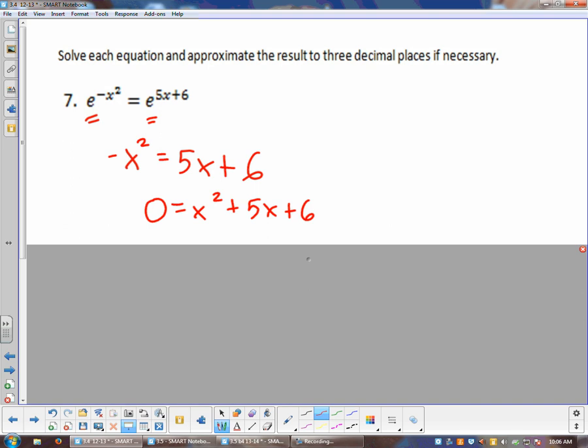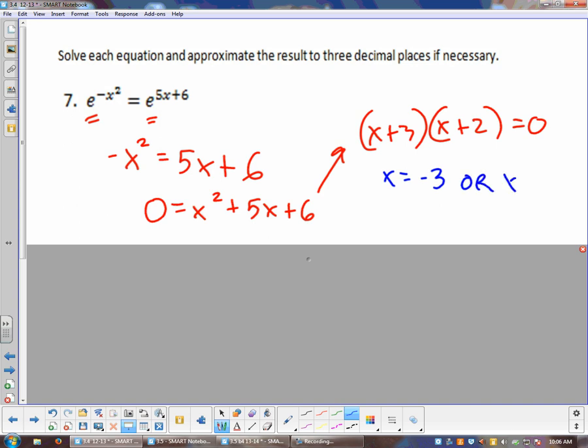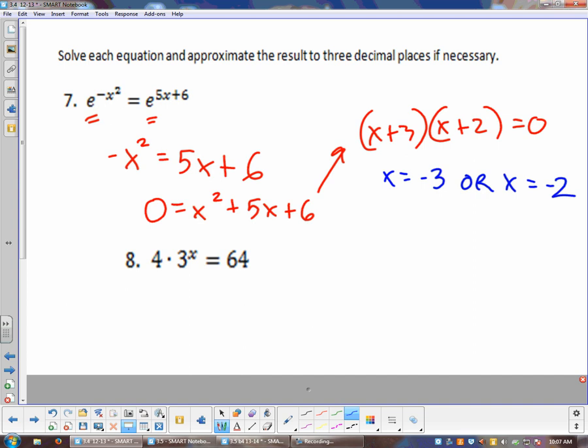Does that factor? Yeah, x plus 3, x plus 2. Again, zero product property. I've got two things being multiplied together to give me 0. One of them has to equal 0. So I get x equals -3 or x equals -2. You should check them both, make sure that they work in the original equation. Let's move on to number 8.